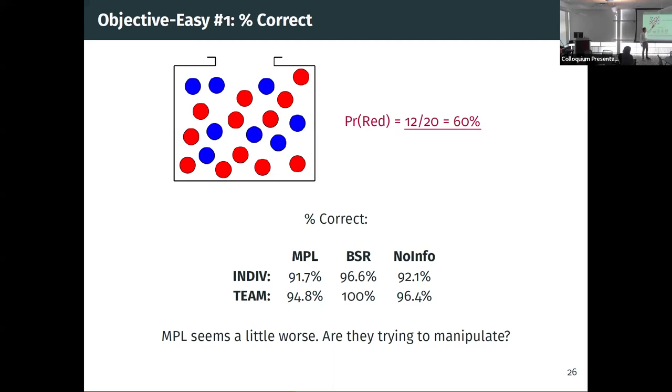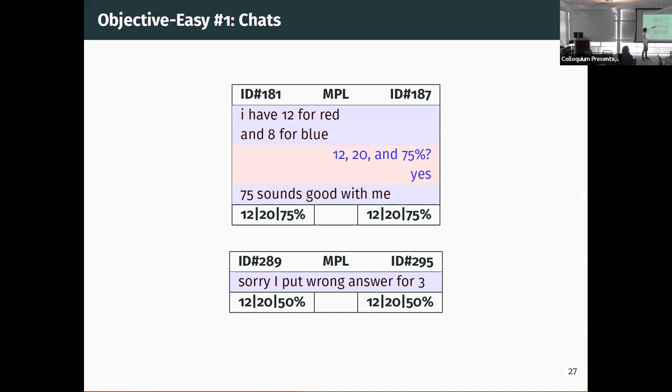Here's an example. This is actual chat dialogue. One team member's on the left, one team member's on the right. "I have 12 for red, 8 for blue, 12, 20, 75%." That's wrong. It should be 12 out of 20, 60%, not 75. This person just acquiesces: "75 is good." So the teammate agrees, even though maybe they realize it's wrong, and they reported 75%. That was not 60%. This is not manipulating the payoffs. They're not talking about the payoffs at all. These people just made a math mistake and went along with it.